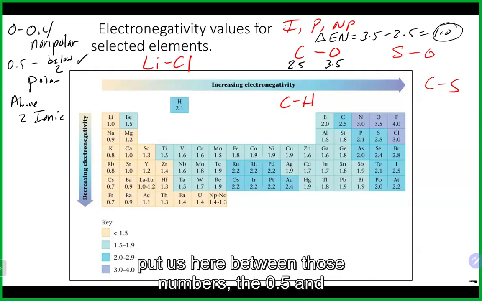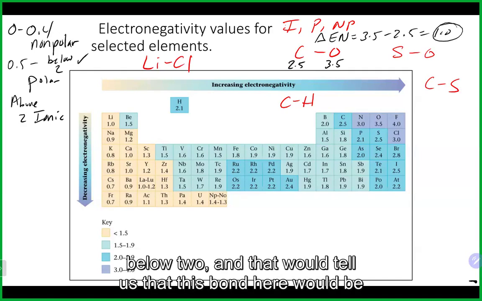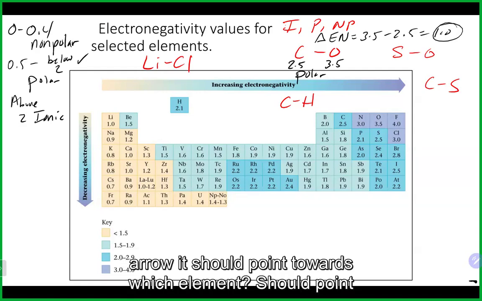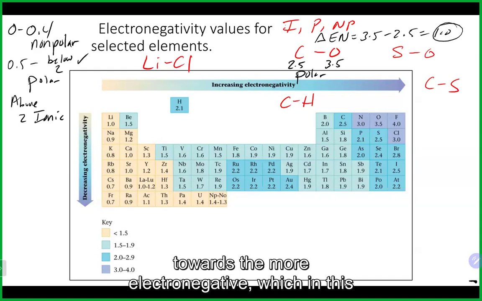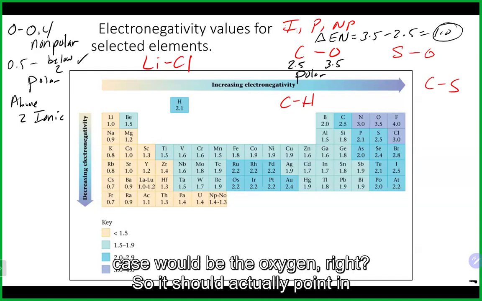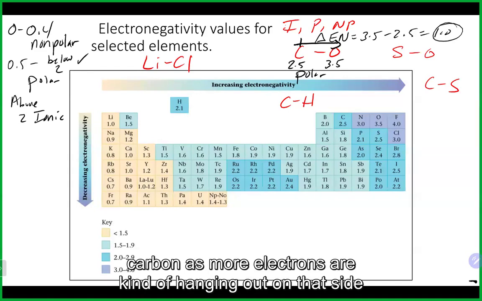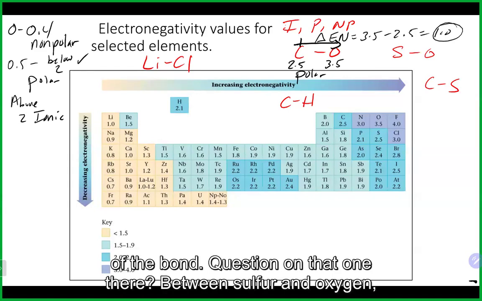That is going to put us here between those numbers, the 0.5 and below 2, and that would tell us that this bond here would be a polar bond. Now, because it's polar, I could draw that dipole arrow. It should point towards which element? Should point towards the more electronegative, which in this case would be the oxygen, right? So it should point in that direction. The oxygen would be more negative than the carbon, as more electrons are hanging out on the outside of the bond. Question on that one there.